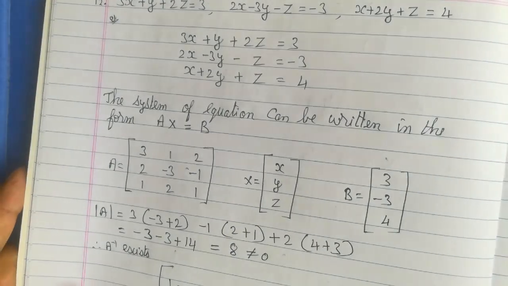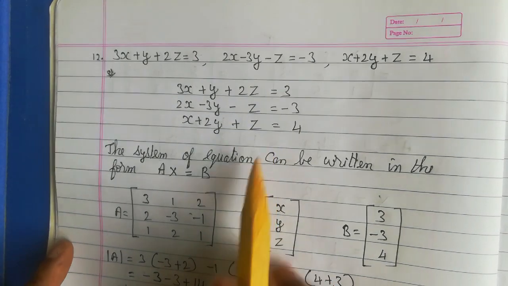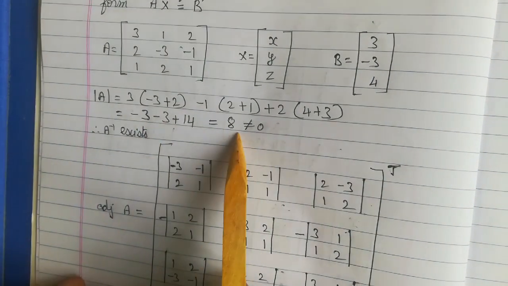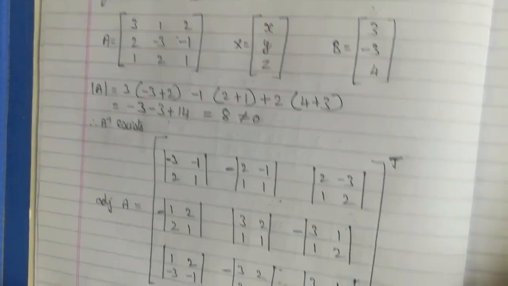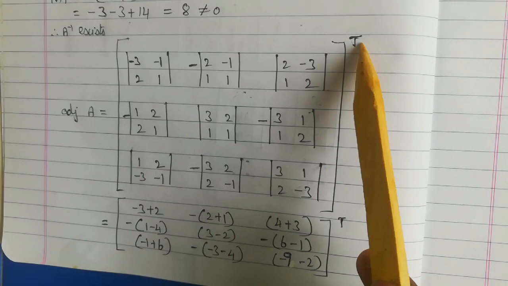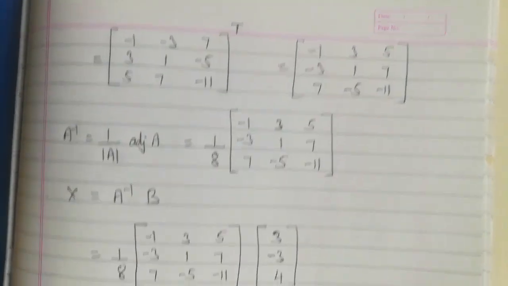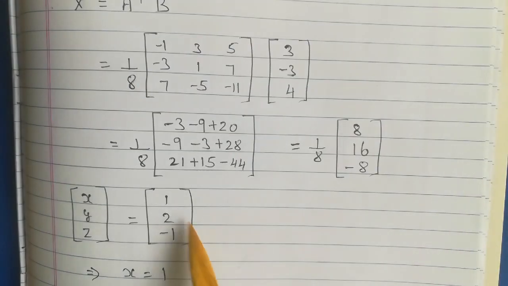Last problem, 12th one. Multiply this. Determinant of A. Then we can find the adjoint of A. Find the adjoint. Then afterwards we'll take the transpose. Find the adjoint, A inverse. Then the value of X.